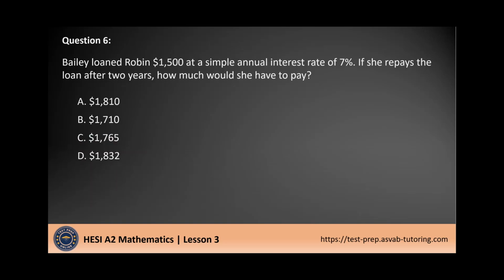Question 6. Bailey loaned Robin $1,500 at a simple annual interest rate of 7%. If she repays the loan after 2 years, how much would she have to pay? So we're going to need to find 7% of 1,500. That's our first step.